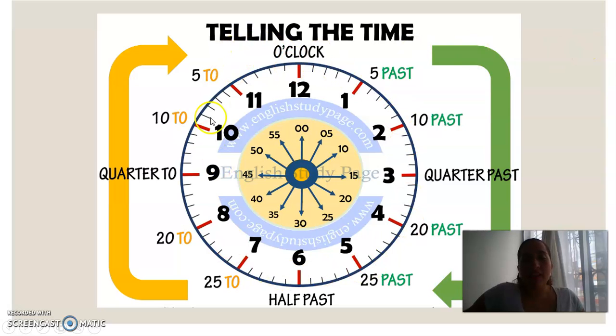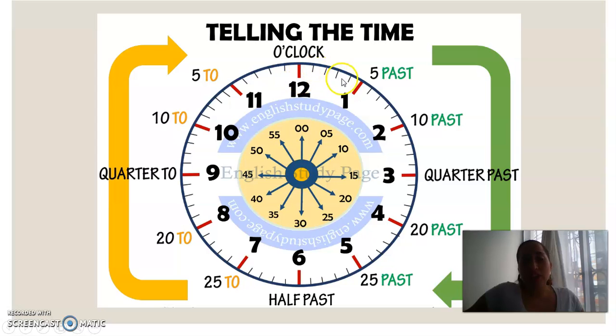Here, the idea is that you recognize the different parts of the clock. In this place, 12, we say o'clock. Okay, in 6, we say half past. Half past, remember that. Here in the number 3, we say quarter past. And here in 9, we say quarter to.